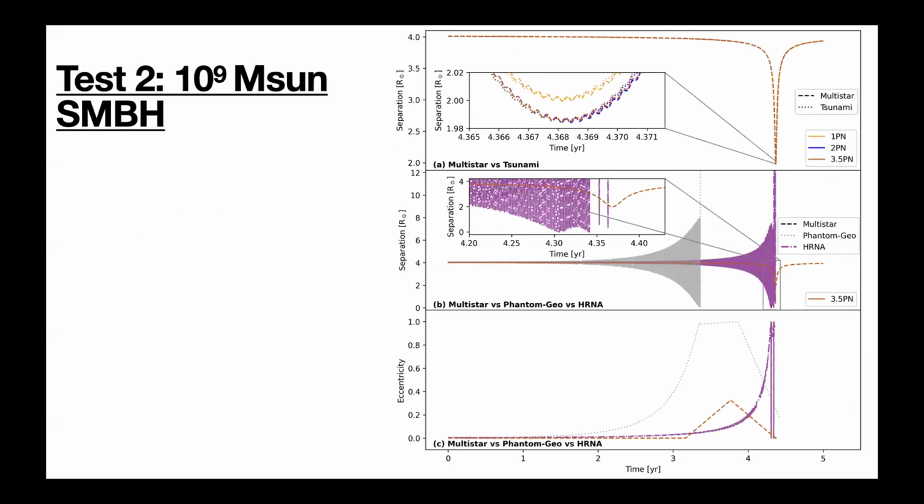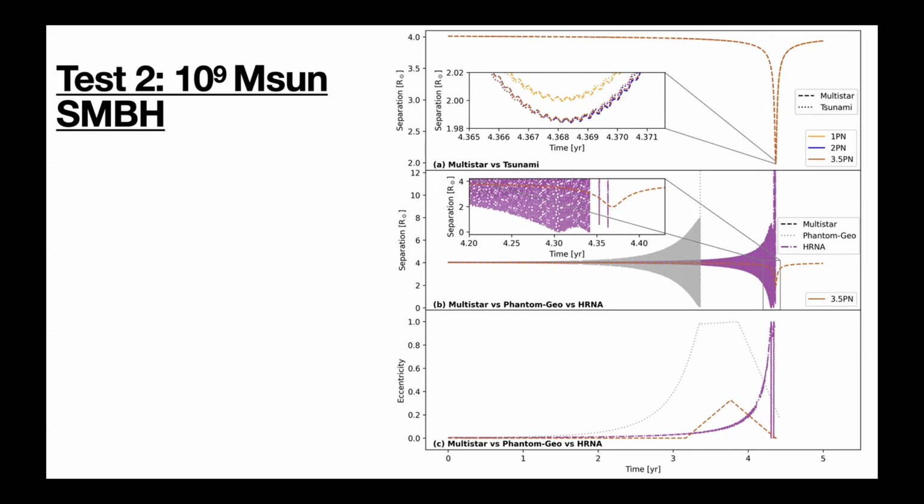So this plot here shows the separation between the binary as a function of time. The first panel shows the multi-star versus tsunami. So basically only comparing the post-Newtonian codes, we see that there is some sort of shrinking that takes place in this system, even though the system stays circular, if we look at the eccentricity versus time plot. We are still not sure why this is happening.